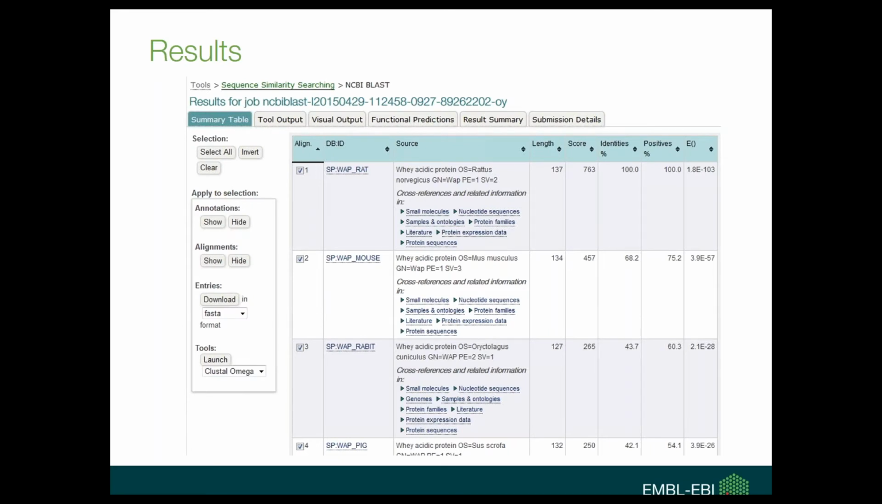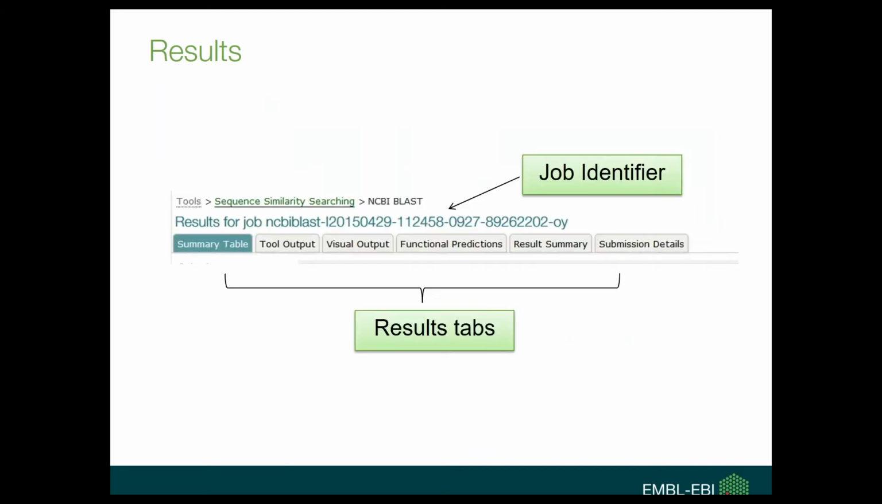So here we see what typical results from a similar BLAST search would be. We have a summary table. Looking at the top of that, we can see the results for the job, and then we've got this job identifier. As you can see, it contains the name of the program. It contains a letter which says something about how the job was submitted. And then there's the date.